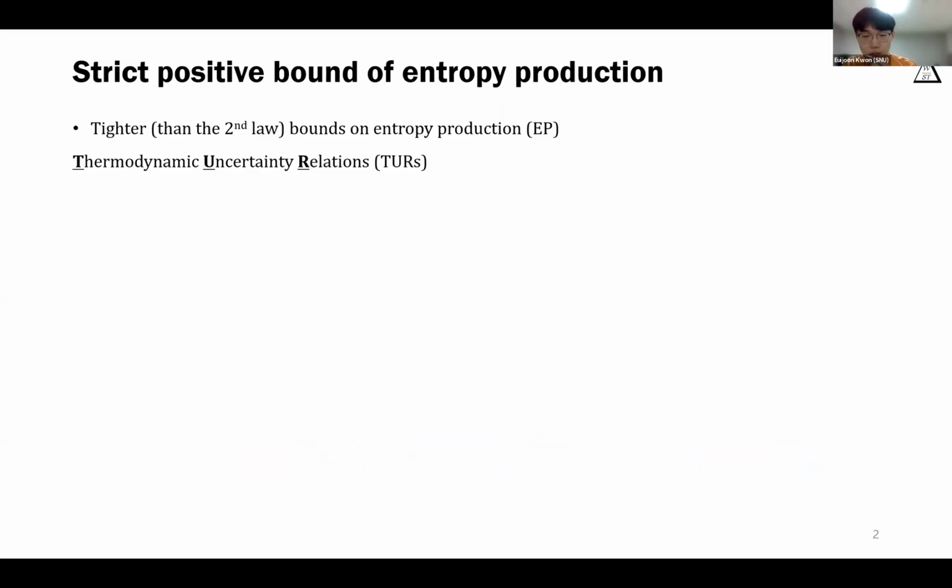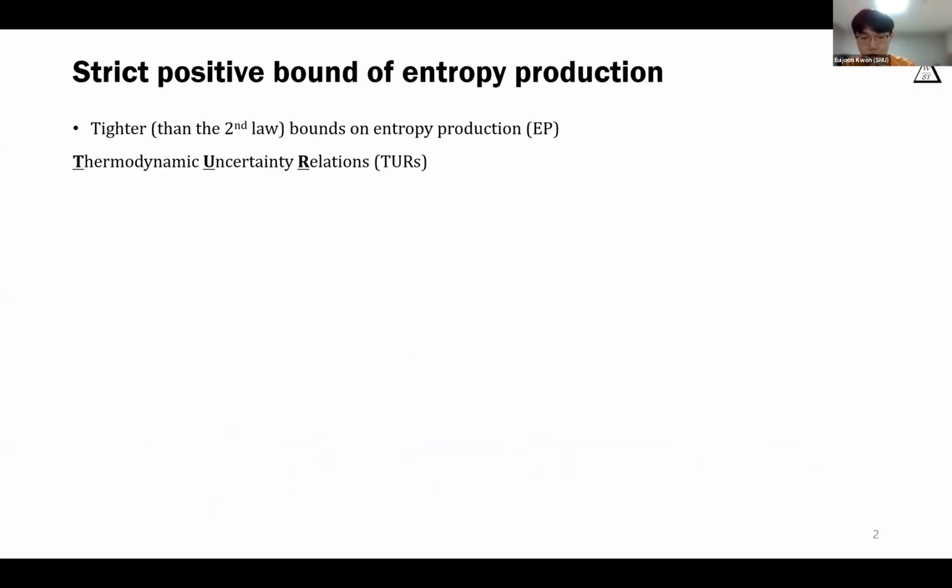So I begin with introducing the thermodynamic trade-offs I want to consider. Thermodynamic trade-offs are inequalities which give tighter bounds on entropy production, which is a key quantity in stochastic thermodynamics. Here tighter means tighter than the second law of thermodynamics. There are lots of thermodynamic trade-offs. One of the most famous is the thermodynamic uncertainty relation, or TUR.